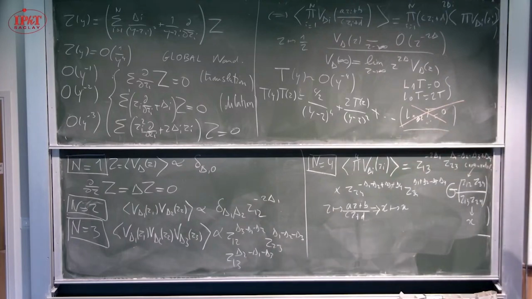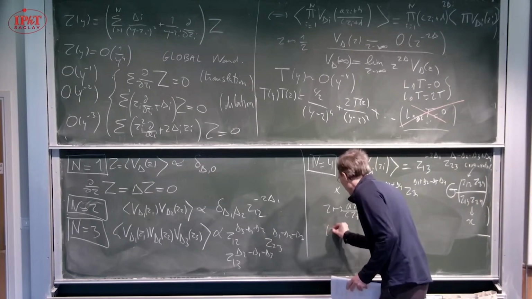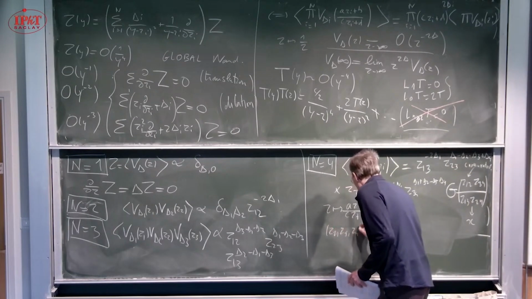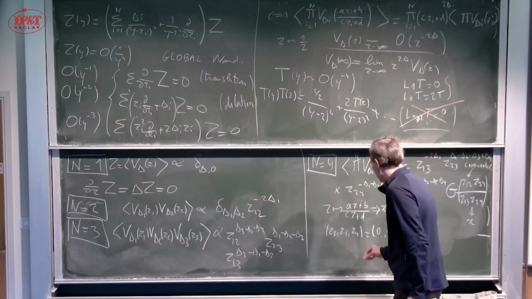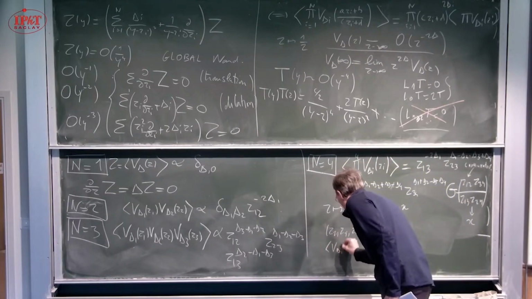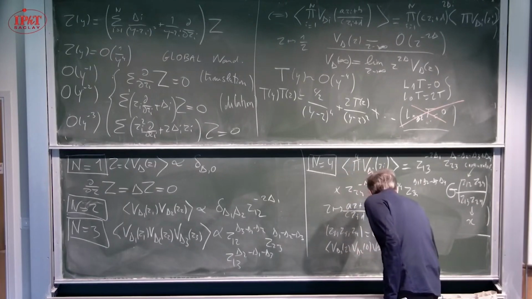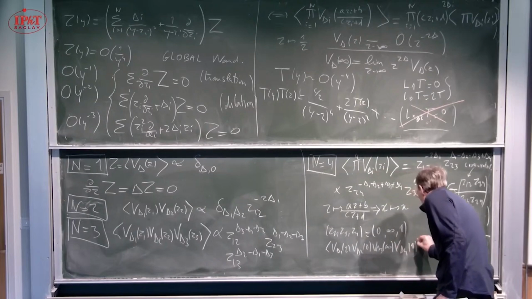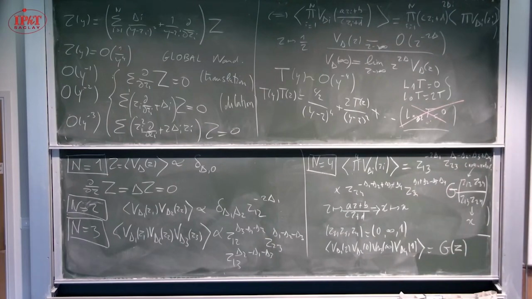Now, there is one nice way to rewrite this if you fix the points Z2, Z3, Z4 to be 0, infinity, and 1. In which case, your 4-point function, V_Δ1(x) V_Δ2(0) V_Δ3(infinity) V_Δ4(1), is just G of x. So this function G can be interpreted as a special 4-point function with particular values of the positions.